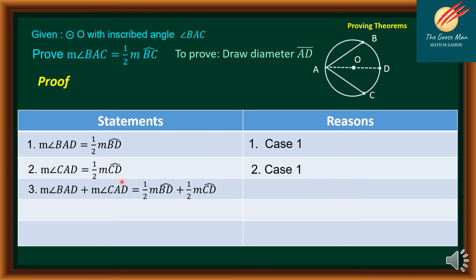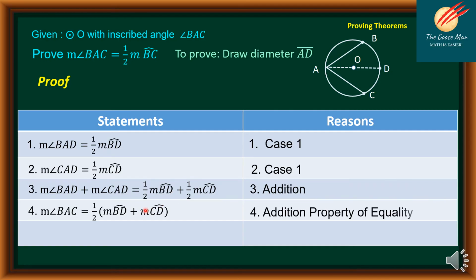Okay, for number 3, we can add the measure of angle BAD plus the measure of angle CAD. This is the same as 1/2 the measure of arc BD plus 1/2 the measure of arc CD. Our reason is simply addition. Number 4, we have the measure of angle BAC is equal to 1/2 times the measure of arc BD plus the measure of arc CD. Take note that I factored out 1/2. The reason on the right hand side is factoring or the distributive property, or simply the addition property of equality.